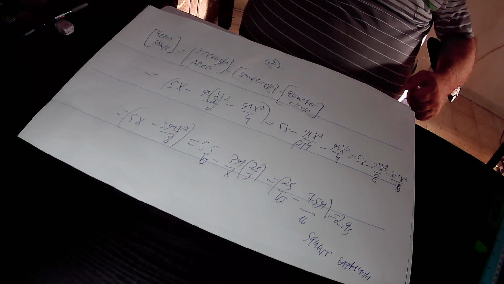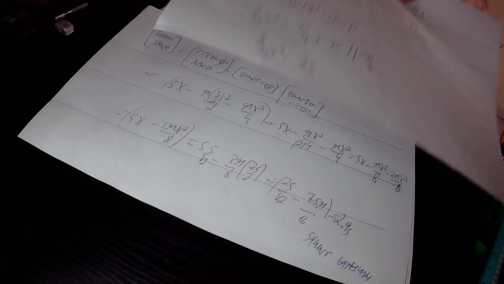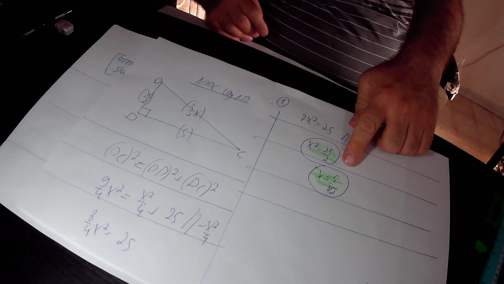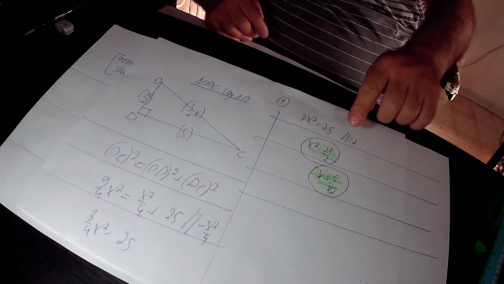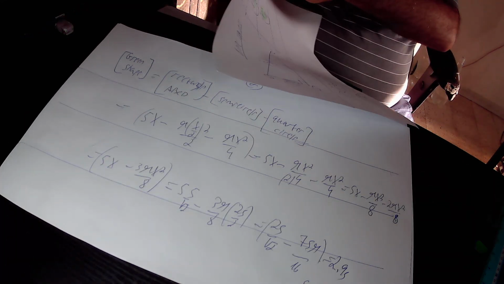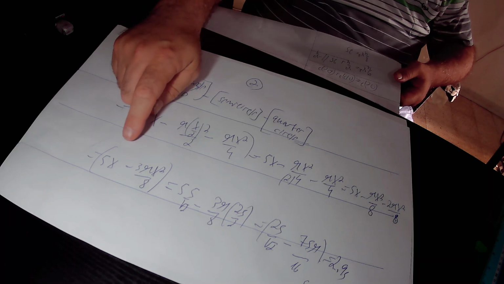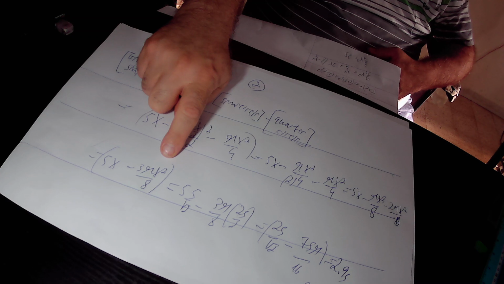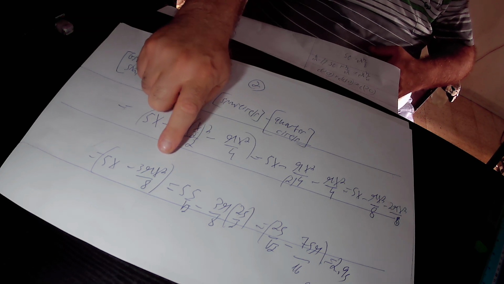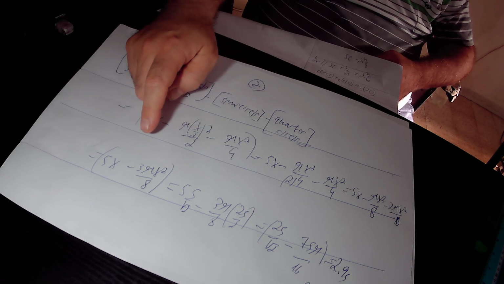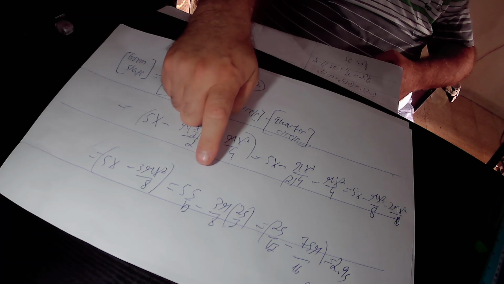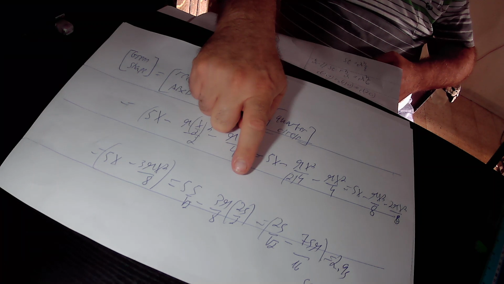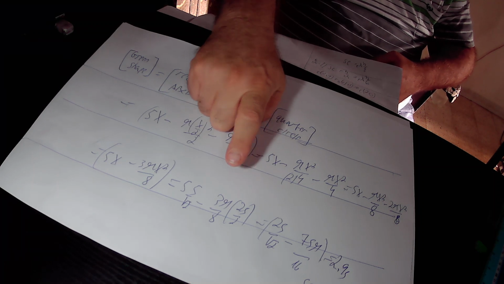But we already found out that x equals 5 over square root of 2 and x squared equals 25 over 2. Therefore, we can substitute x in this expression by 5 over square root of 2, and we can substitute x squared by 25 over 2. We did it, and we found out that 5x is 5 times 5 over square root of 2, minus 3 pi over 8 times x squared, and x squared is 25 over 2.